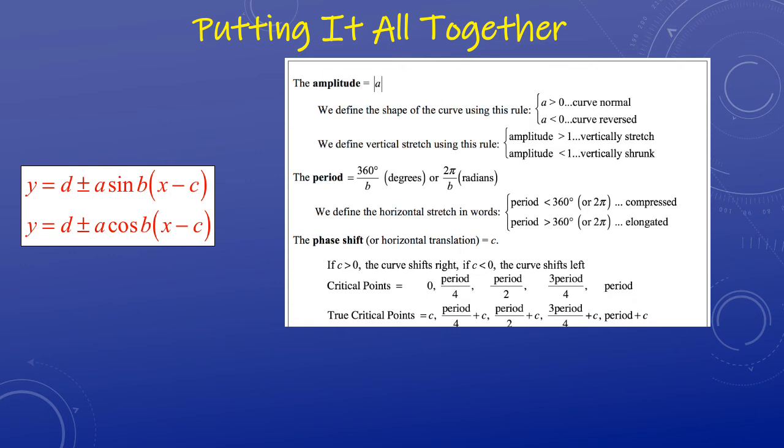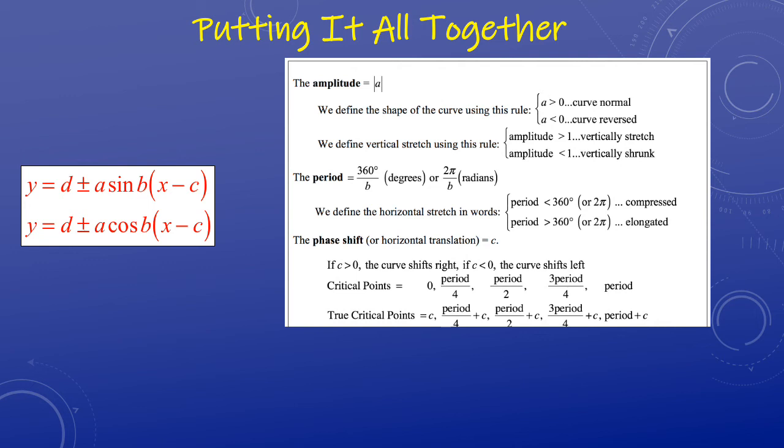Remembering that the equations use the parentheses x minus c. If c is positive, then the curve shifts right. If c is negative, then the curve shifts left. And therefore, the critical points are dependent upon the period and c.